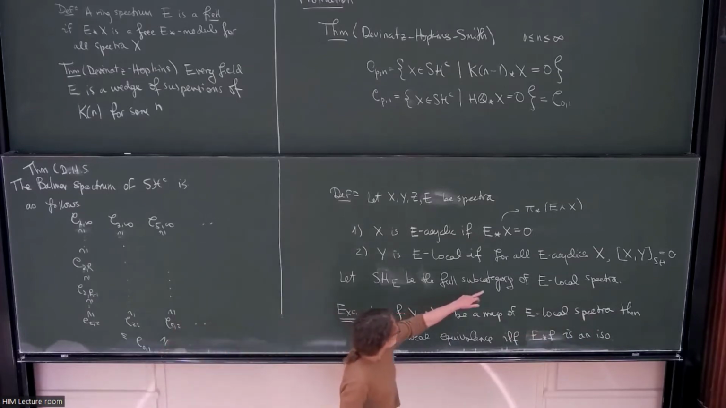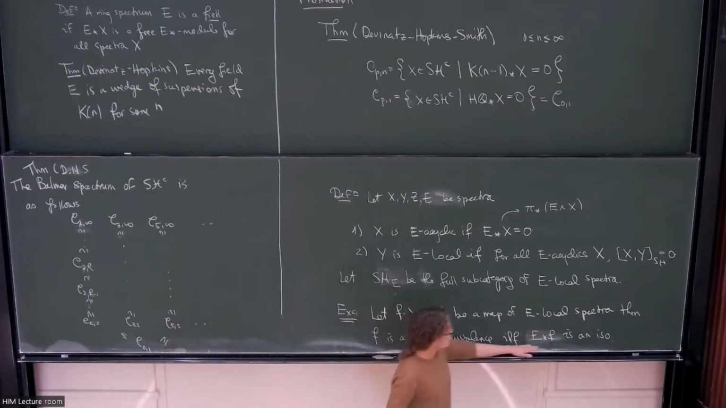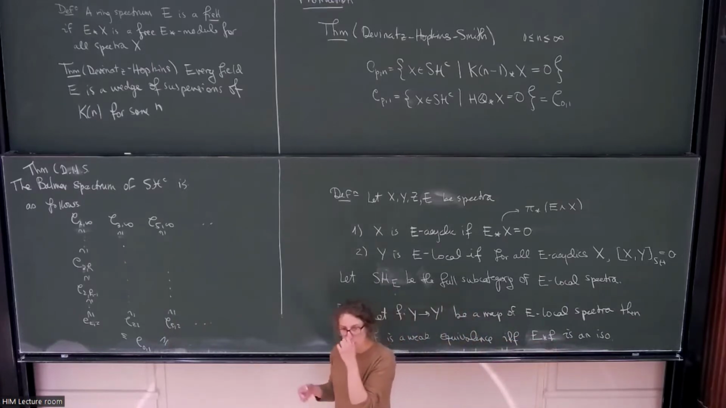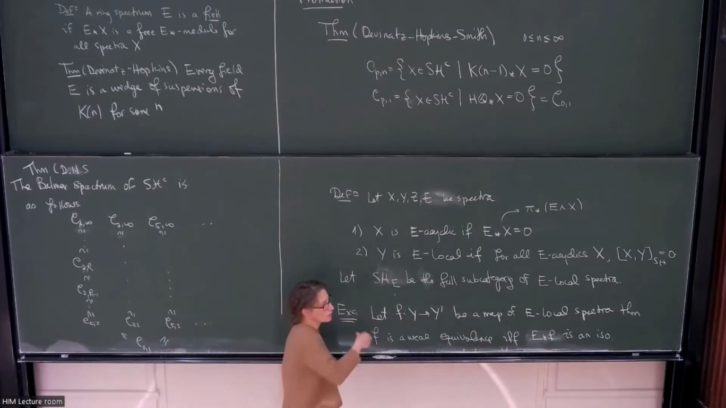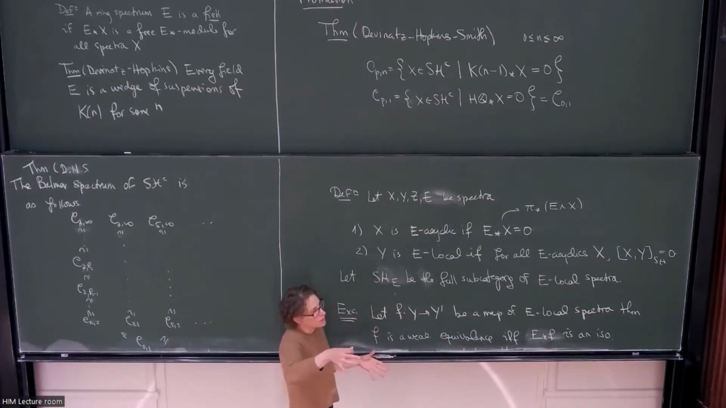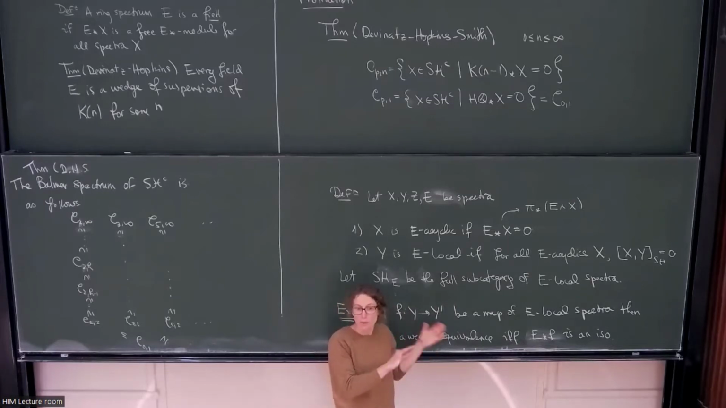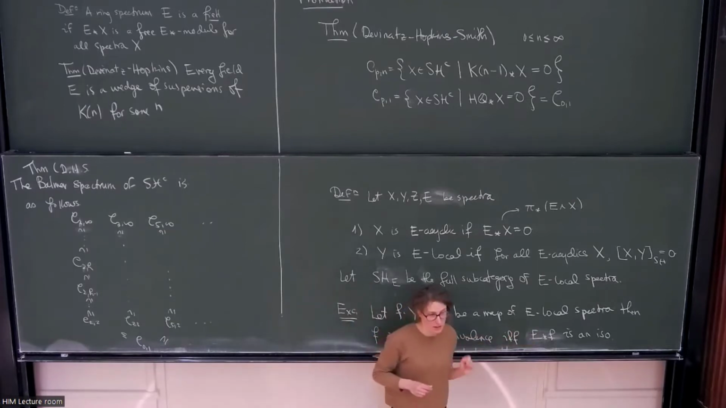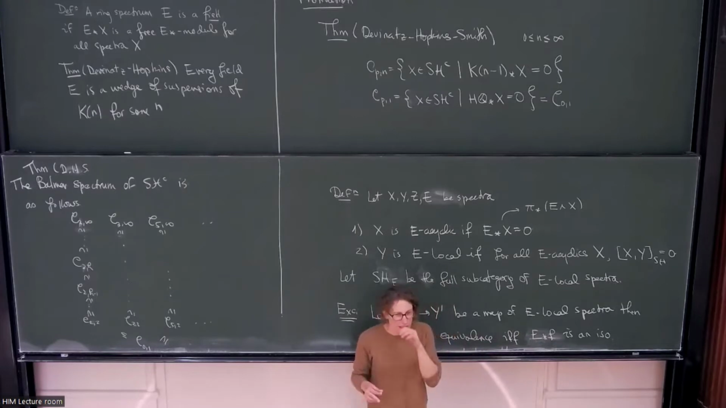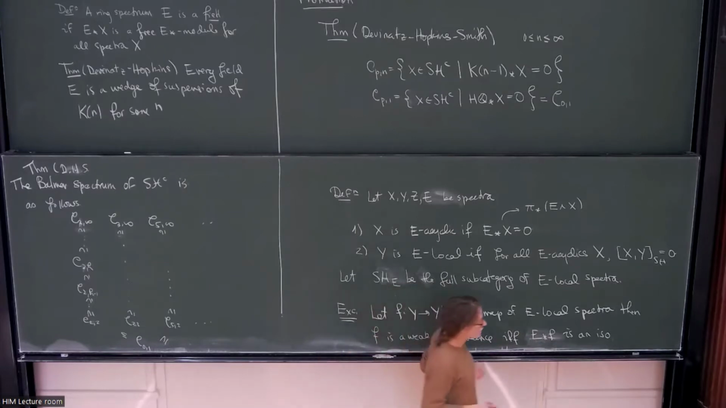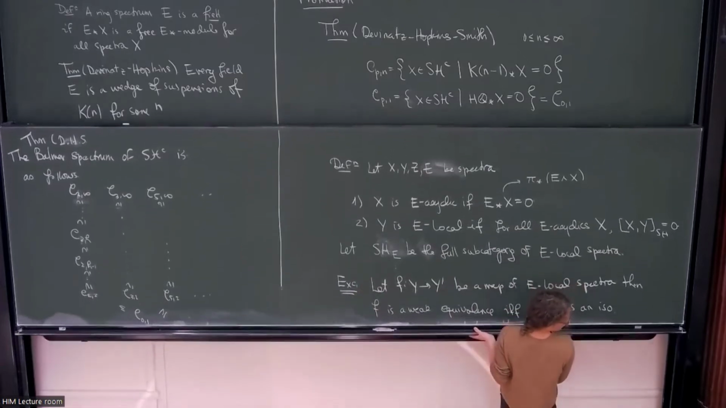So in E-local spectra, the equivalences are detected by E star. So E-local spectra is the full subcategory where equivalences are detected by your homology theory. So it's a localization in some sense. We'll see that it's a localization. This is like an analog of just inverting all the E-star isomorphisms. But for that to be true, you need a functor that localizes. So that's the next statement that I want to make.